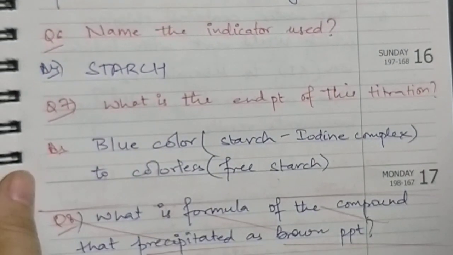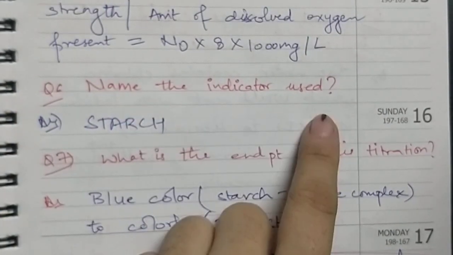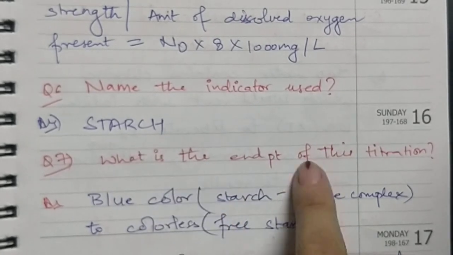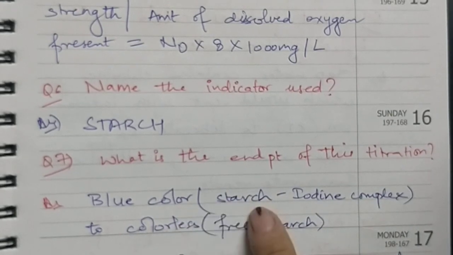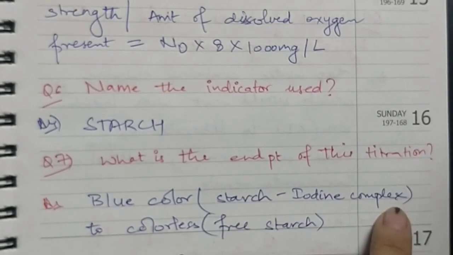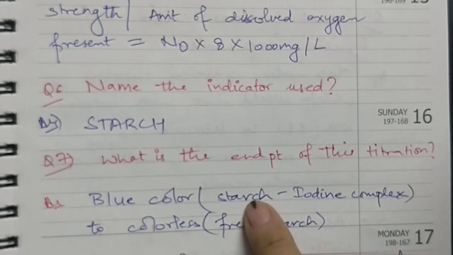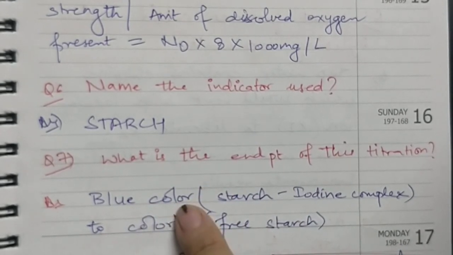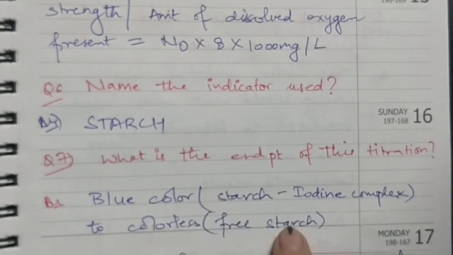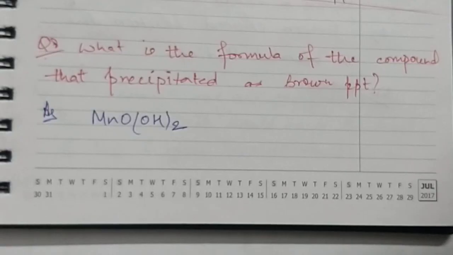The next question to this titration is: name the indicator used. The indicator used in this titration is starch. And what is the endpoint of this titration? The endpoint is the disappearance of the blue color of the starch-iodine complex, which is formed because the starch traps the iodine in its structure. So the blue color is observed and this color changes to colorless. That means the starch is now free as the iodine is now consumed to form iodide ion.